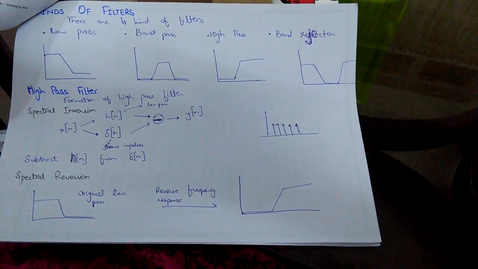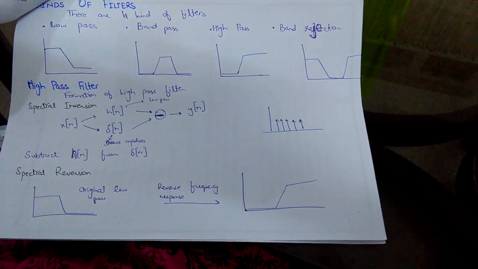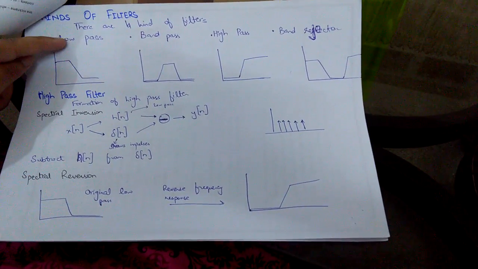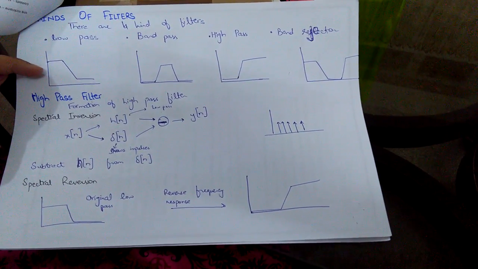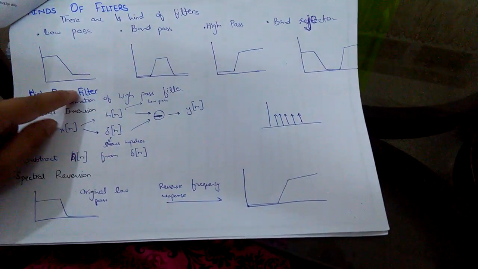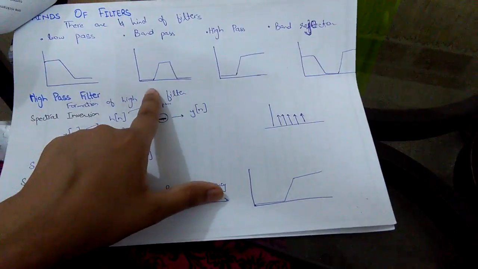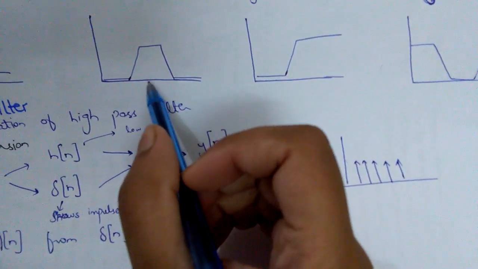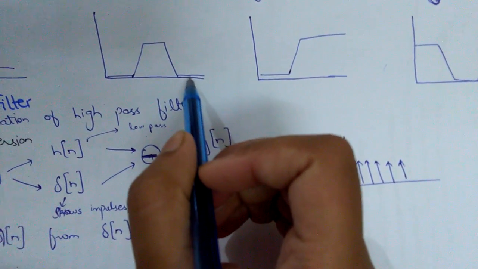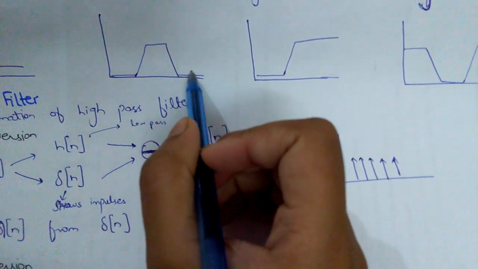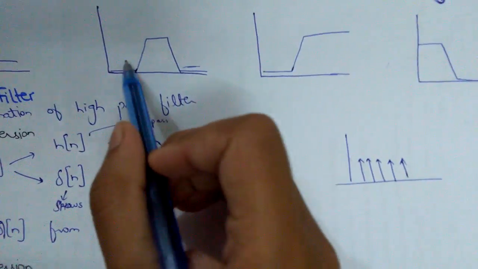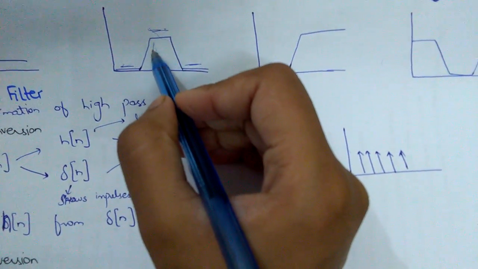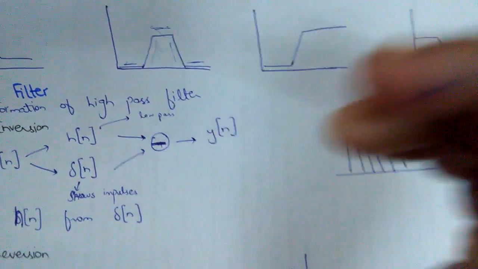Kinds of filters. There are four kinds of filters: low pass, band pass, high pass, and band rejector. First is low pass. A low pass filter allows low frequencies to pass and suppresses the high frequencies, while a band pass filter allows certain frequencies to pass while stopping other frequencies. This is the stop band, and this is the pass band, while this is the transition band, where it is changing.